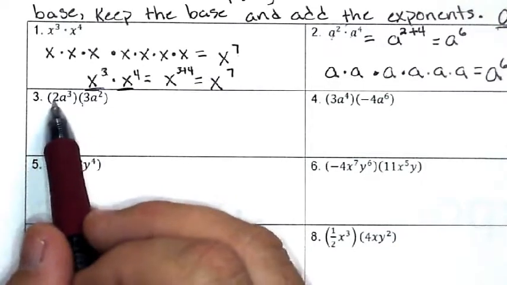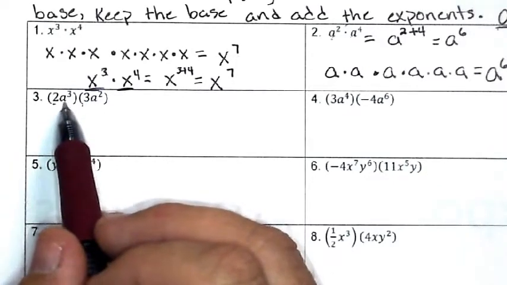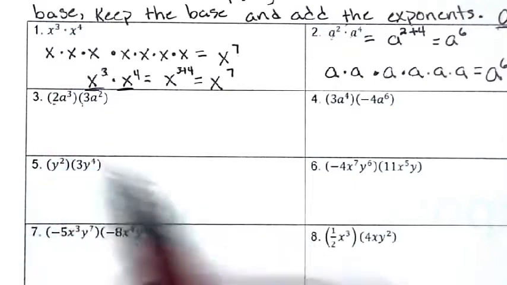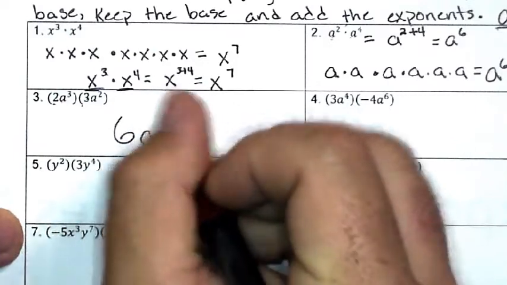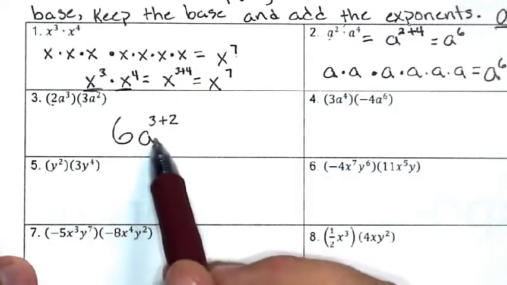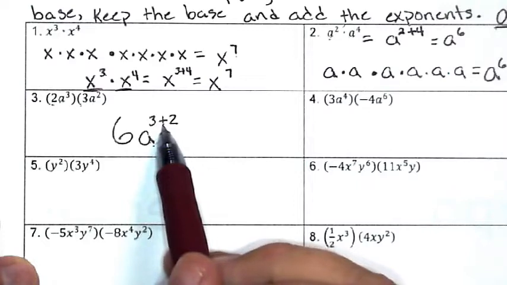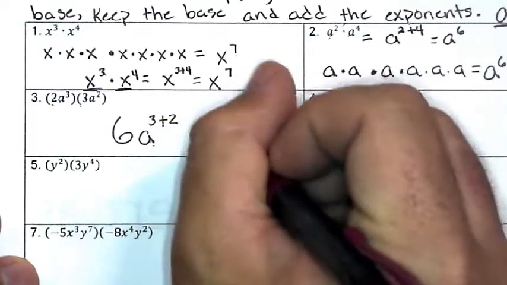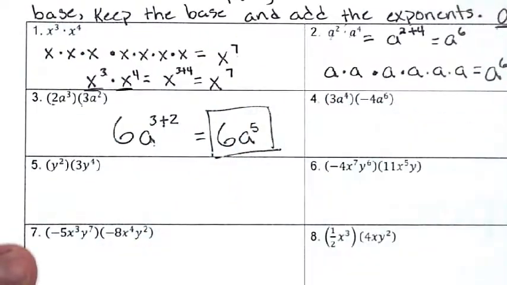So when I have 2 parentheses 3, that means I'm multiplying these two numbers together, correct? So what is 2 times 3? 6. Okay? Now, the A's will combine, and when I'm multiplying variables of the same letter, what do you do to the exponents? Add them. So what is 3 plus 2? And that's my final answer.